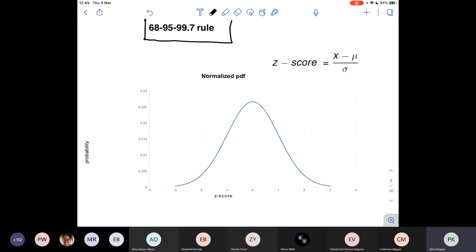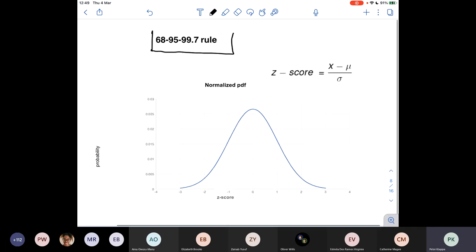And I'll show you at one point how you do it. But what I want to do with you now is this so-called 68-95-99.7 rule. What does this mean? The 68-95-99.7 rule means that if you are one standard deviation away, that's one standard deviation in each direction.